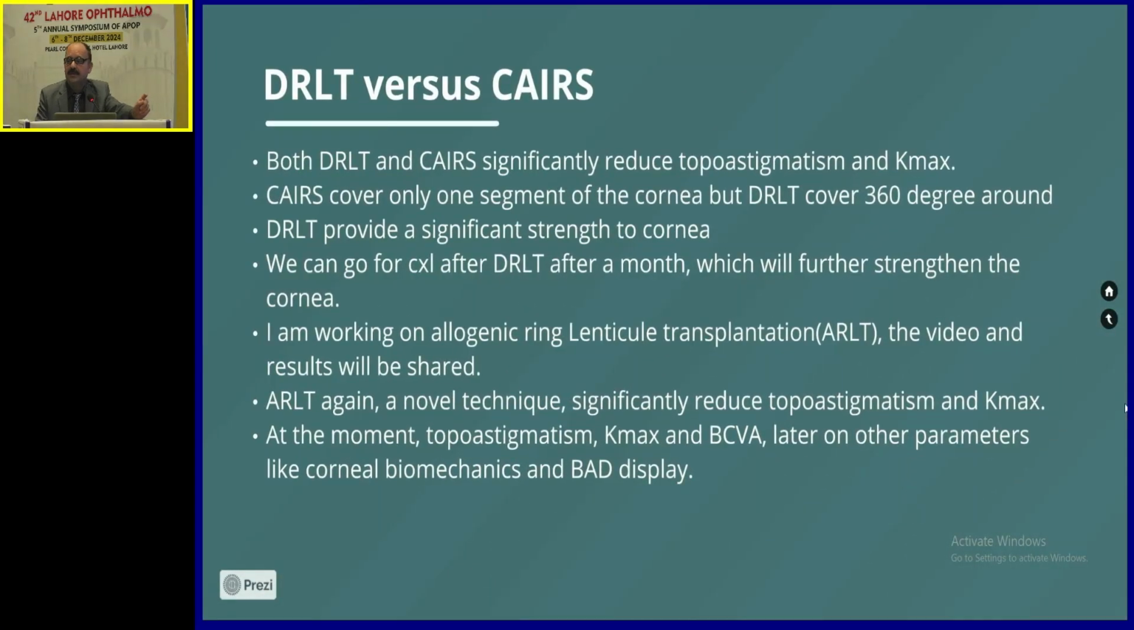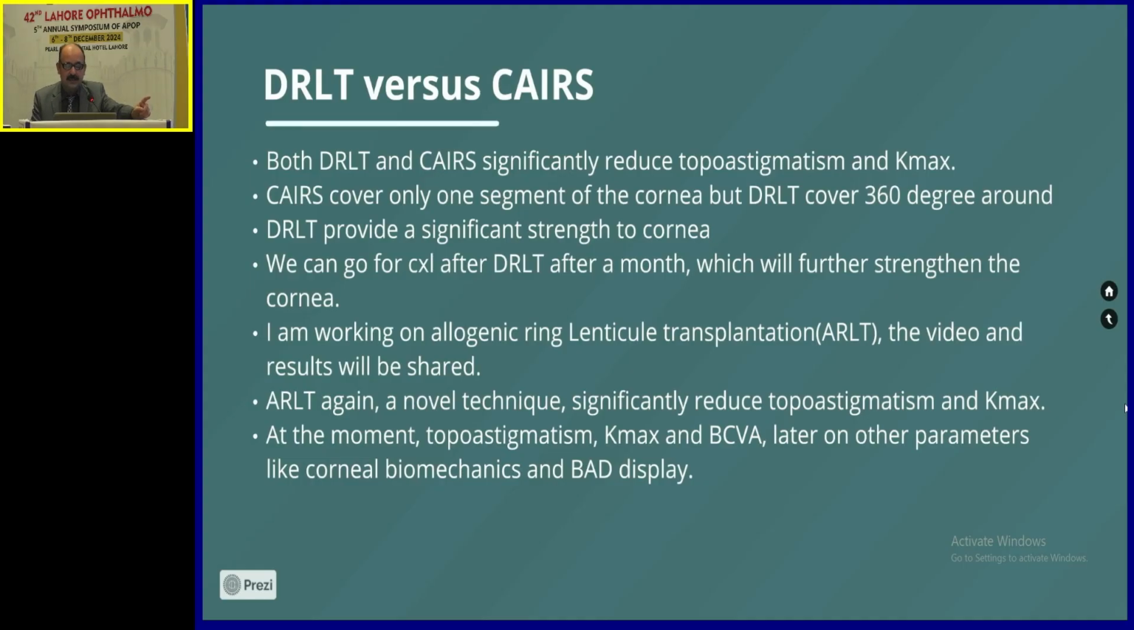There is another technique by the name of CARES, corneal allogenic intrastromal ring segments, right? So DRLT versus CARES. Both DRLT and CARES significantly reduce topo astigmatism and Kmax. CARES covers only one segment of the cornea, but DRLT covers 360 degrees around the whole diameter of the cornea. This is the beauty of the DRLT procedure.